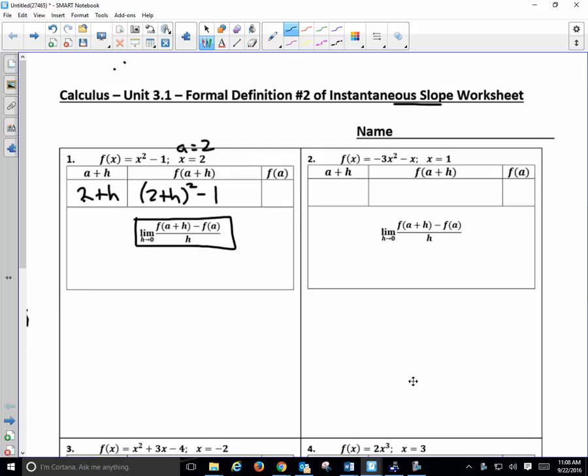And then finally it says, what is f of a? Or what do I get when I plug in 2? 2 squared is 4, minus 1 is 3.